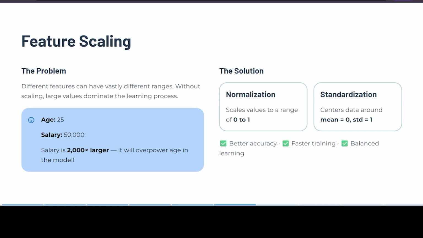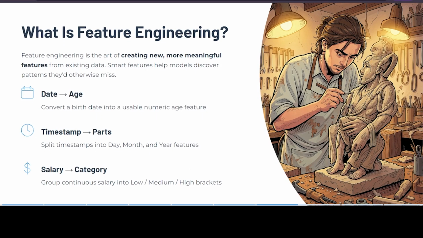And then standardization. Standardization changes the data so that the mean becomes 0 and the standard deviation becomes 1. Many machine learning algorithms perform better after standardization. So what are the benefits? It gives better accuracy, balanced learning, and faster training.